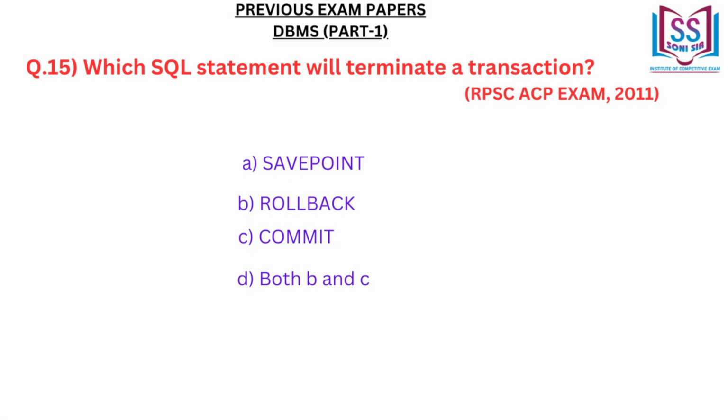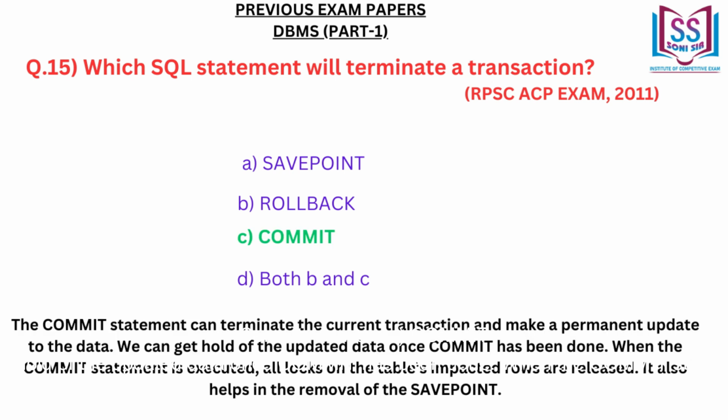Which SQL statement will terminate a transaction? A. Savepoint. B. Rollback. C. Commit. D. Both B and C. Correct answer C. Commit. The commit statement can terminate the current transaction and make a permanent update to the data.